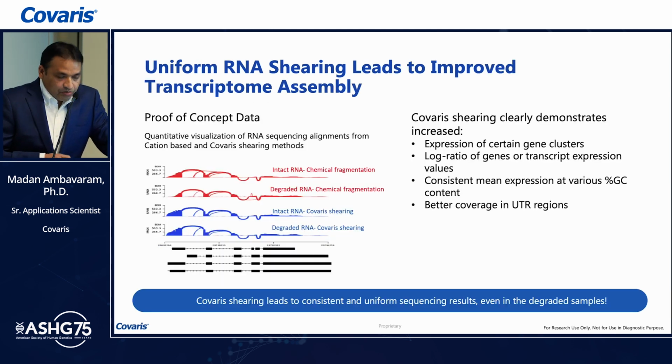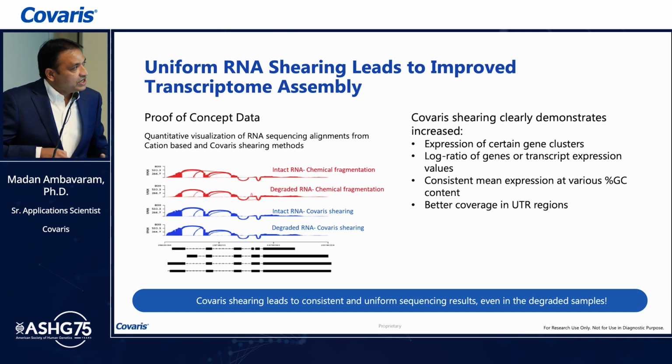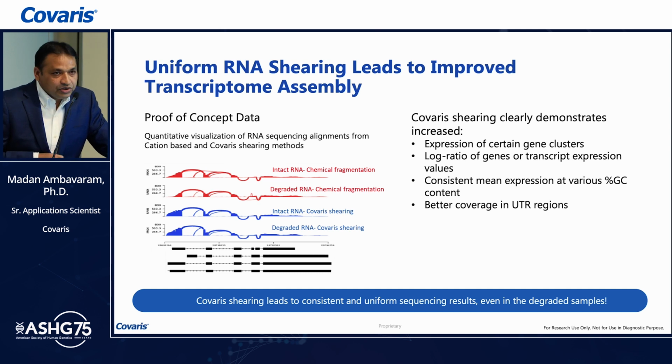Here is another application where they have used Covaris for uniform RNA shearing, which leads to improved transcriptome assembly. They have done this study very diligently using both cation fragmentation as well as the Covaris-based fragmentation, using two sample types. One is the intact RNA and the other is the degraded RNA sample.